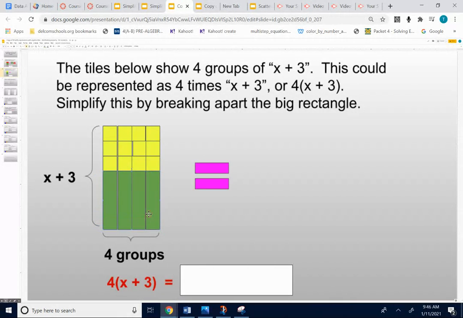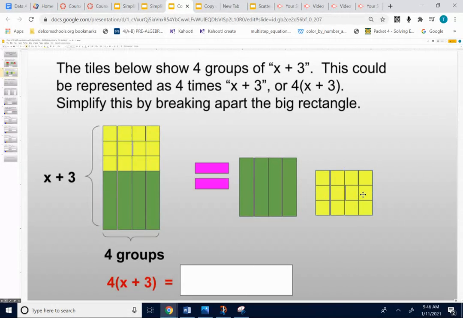So if I took these rectangles as a group, and I took these squares as a group and dragged them over, I'm still splitting apart that great big rectangle. When I break apart that great big rectangle, which was 4 groups of x plus 3, I end up with 4x and positive 12. So I could say that 4 times x plus 3 is equal to 4x and then a positive 12, or just think of it as 4x plus 12. Okay, that's the big idea.